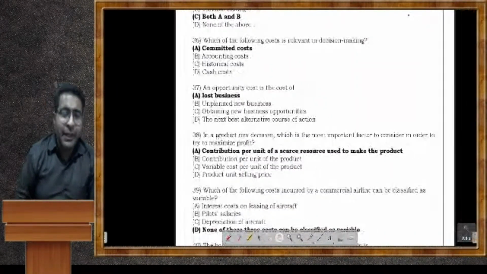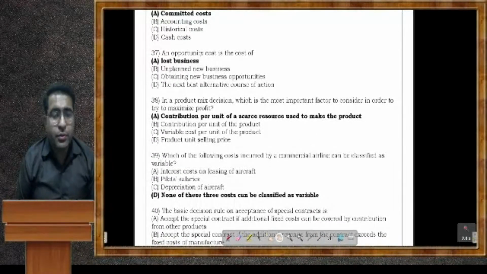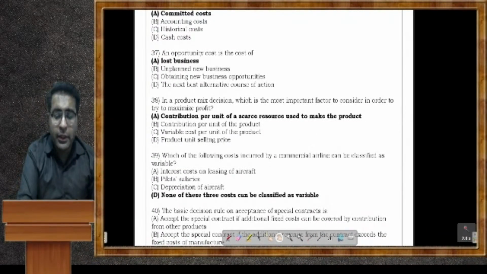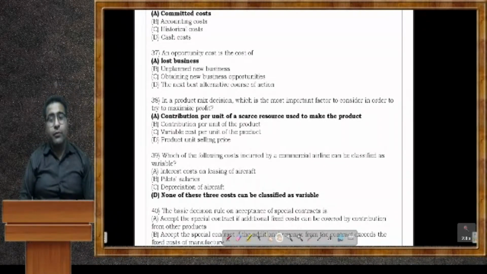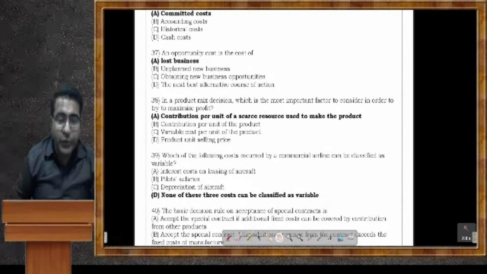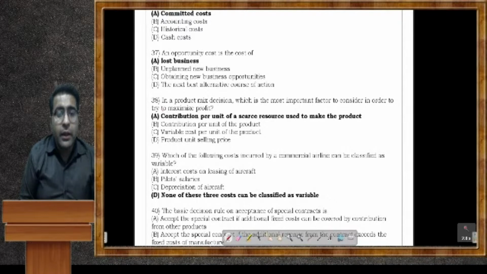In the last meeting, we completed till 37 questions. Today, we are going to start from the 38th question. Just look at the question. In a product mix decision, which is the most important factor to consider in order to maximize the profit?